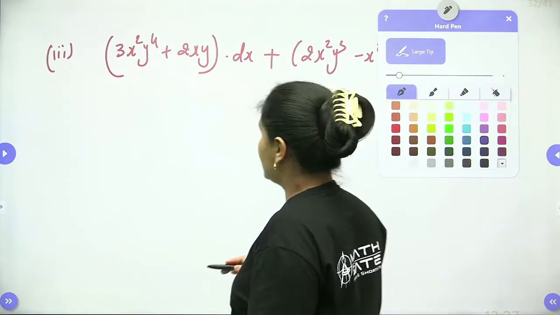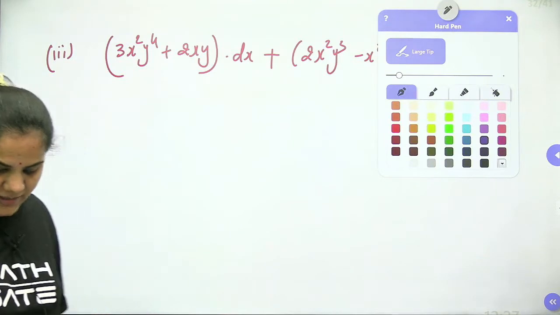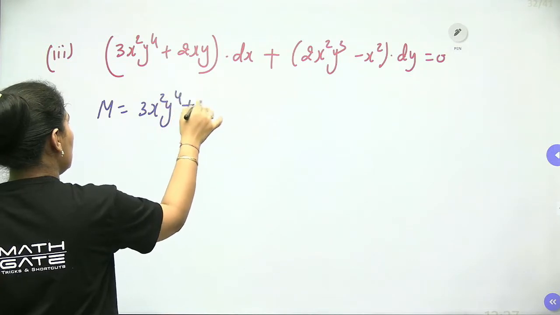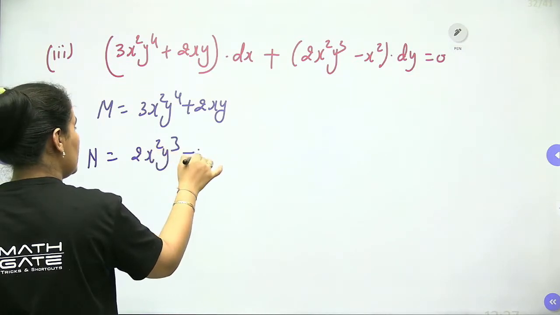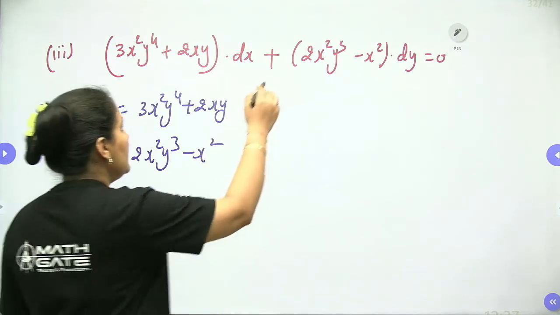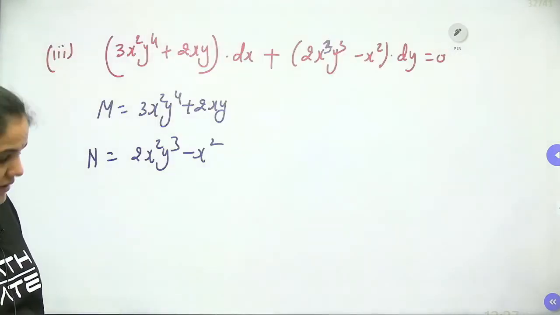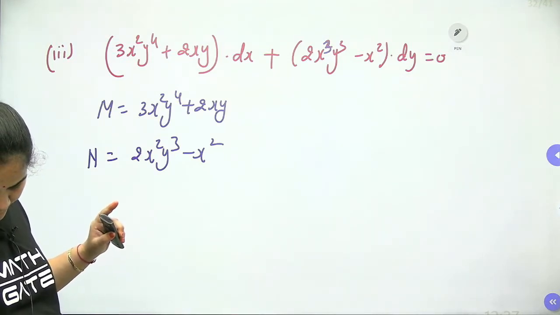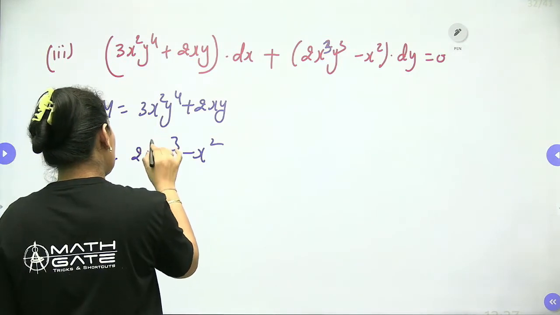Now here we can see the values of M and N. What is M and what is N? Let me write down: M equals 3x square y to the power 4 plus 2xy, and N equals 2x cube y cube minus x square. Let me check: it's not x square, it should be x cube. 3x square y to the power 4, 2x cube y square, minus x square.